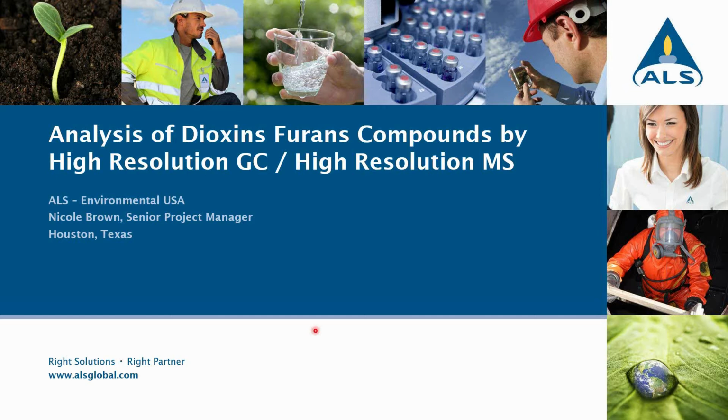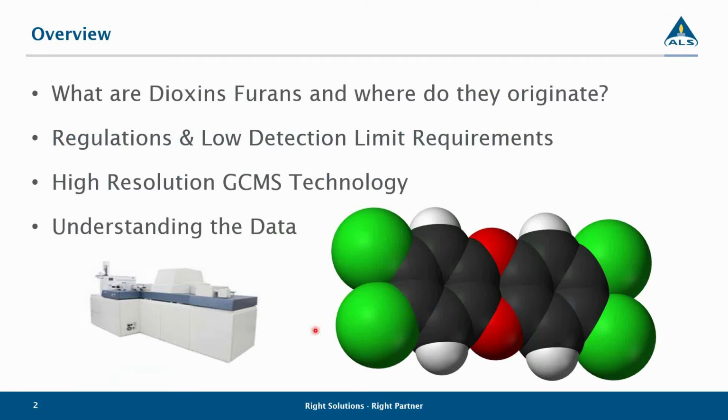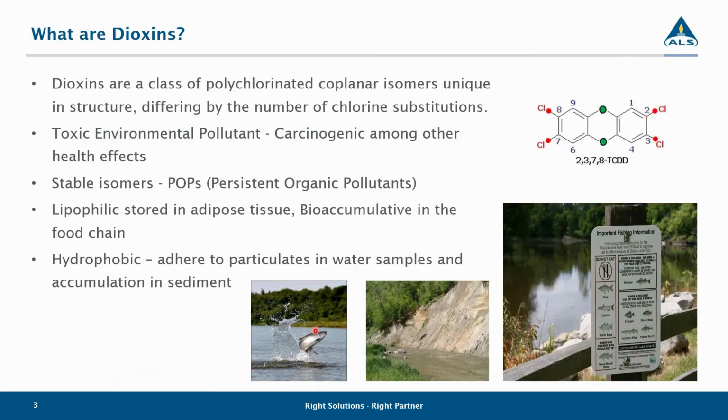Today I will be talking about polychlorinated dibenzo-p-dioxins and polychlorinated dibenzo-p-furans, commonly referred to simply as dioxins. I will begin with a basic overview. I'll talk about what dioxins are, where they come from, how they are toxic, what some of the regulations with low detection limit requirements are, and how high-resolution GC/MS technology utilized by the ALS Houston Dioxins Laboratory meets these needs. Then I will go over example excerpts of data to provide a better understanding of how to interpret the results. So what are dioxins?